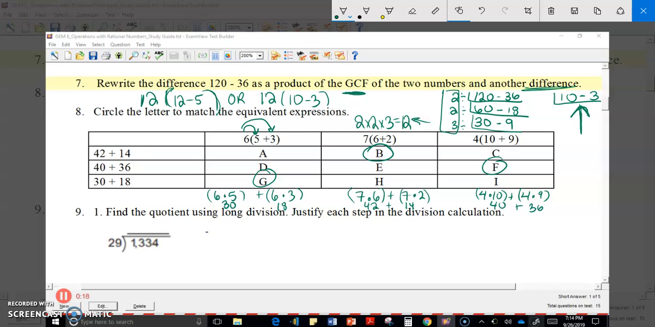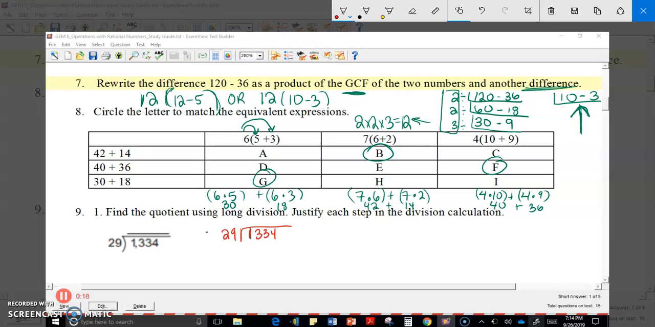Then we have to find the quotient using long division and justify each step in the division calculation. It was acceptable for you to just divide and determine the solution, but you must leave the remainder as a decimal. You cannot just tell me 76 remainder 3, or 22 remainder 4, whatever that's going to give us. But let's go ahead and solve this problem. Or it may not even leave a remainder.